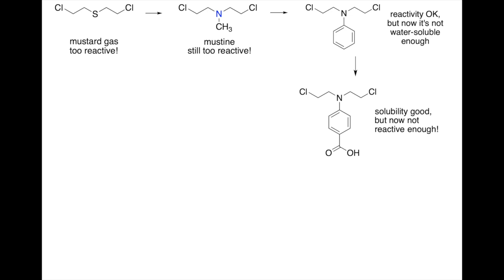Iterate. How are we going to keep something that's water soluble, but fix this problem that we've made for ourselves of deactivating our nitrogen lone pair?